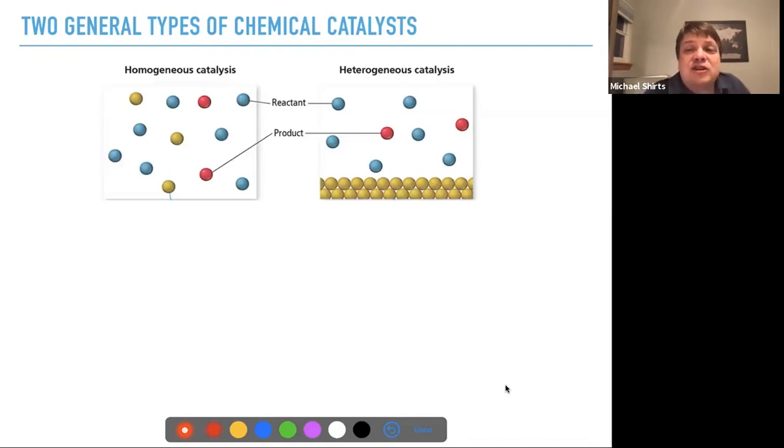Another common type is a heterogeneous catalyst, which you find in heterogeneous catalysis. This is commonly, for example, some metal surface, and then it acts as a catalyst because molecules bind to that surface, and the reaction on the surface has a much lower activation energy.